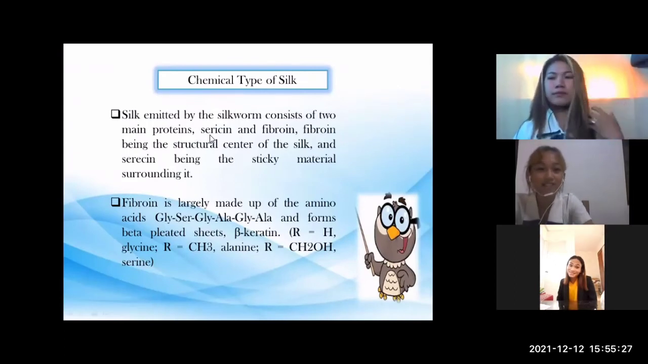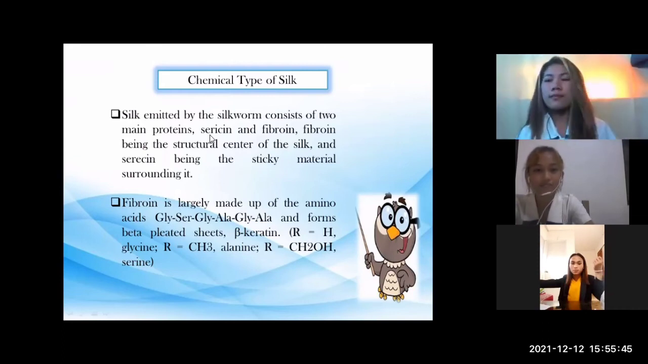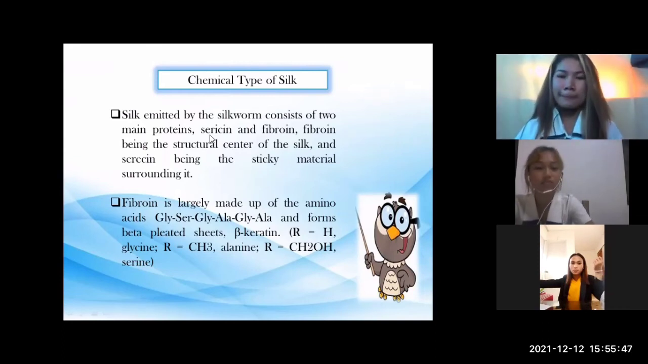What is the chemical type of silk? Silk emitted by the silkworm consists of two main proteins, sericin and fibroin. Fibroin being the structural center of the cell, and the sericin being the sticky material surrounding it. So fibroin is produced by certain insect larvae to form cocoons and is largely made up of amino acids.